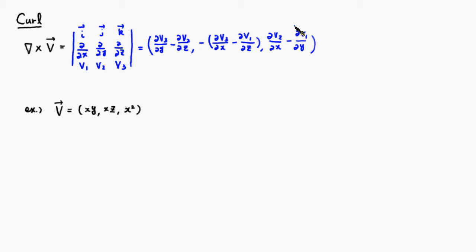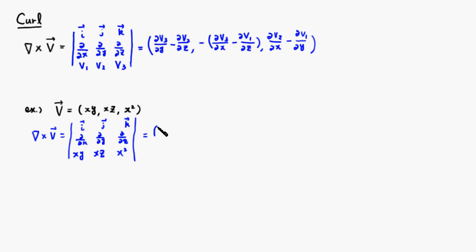So let's look at a simple example. Vector v is xy, xz, x squared. Let's find the curl of this function. So the curl of v is going to be i, j, k, partial with respect to x, partial with respect to y, partial with respect to z, and xy, xz, and x squared.